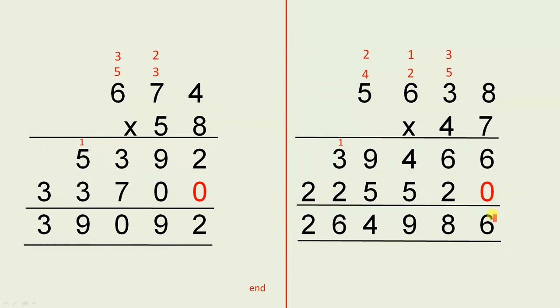6 plus 0 is 6. 6 plus 2 is 8. 4 plus 5 is 9. 9 plus 5 is 14. There's the 4 and there's the 1. 1 plus 3 plus 2 is 6. And 2 plus 0 is 2. And there is your answer.